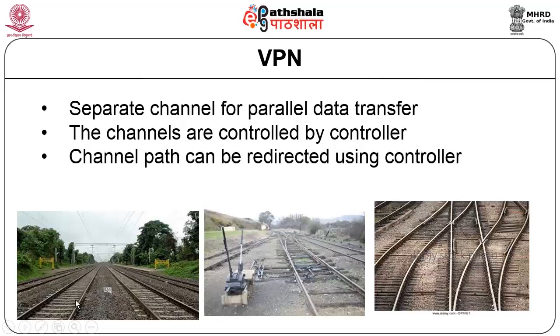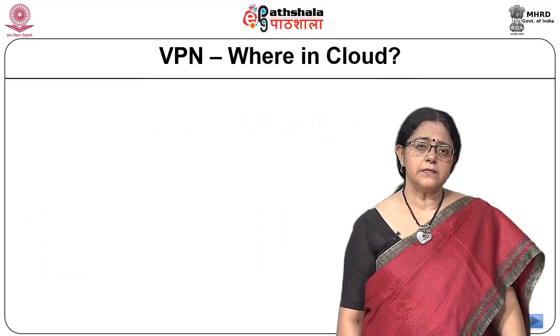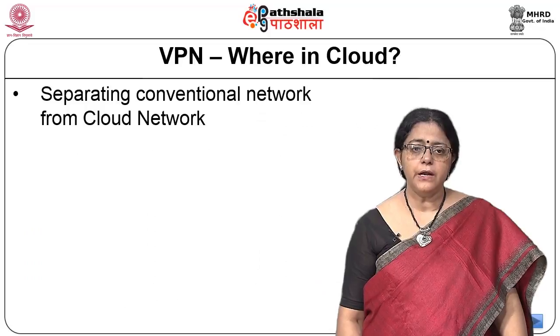Now, these can be changed. The channel paths can be redirected using a controller. So, here is an example of the controller. When the controller is appropriately used, this network looks like this network, where the tunnels will be changed to other directions. So, why are we concerned about VPN in cloud?